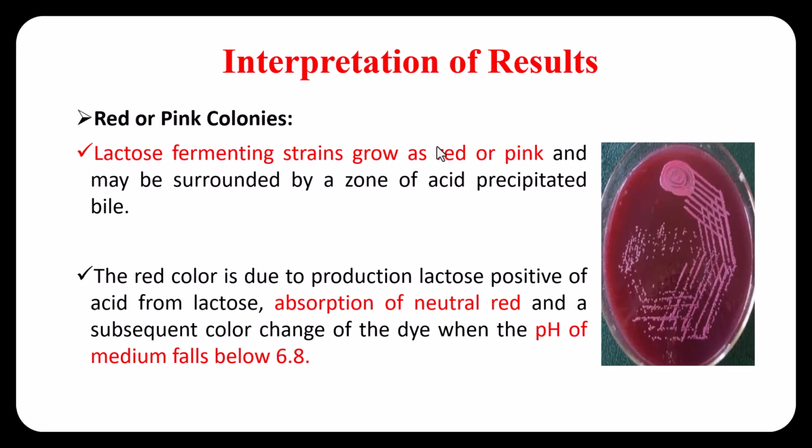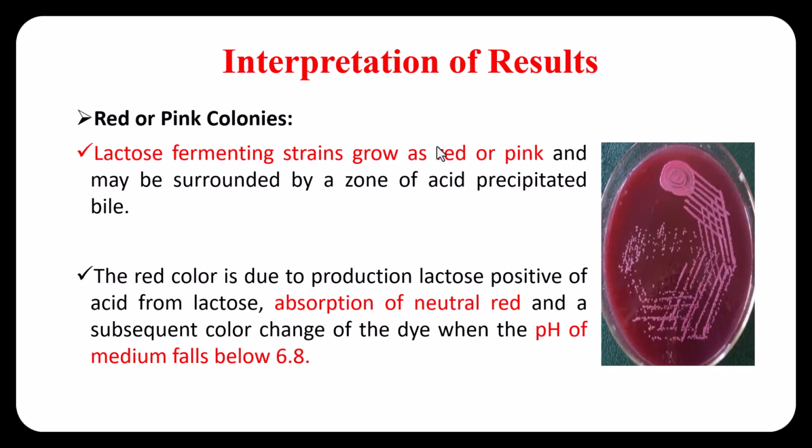In MacConkey agar, we can differentiate between the species of the gram-negative bacteria by the ability to ferment the lactose. The lactose fermenter bacteria like E. coli and Klebsiella produce acid during lactose fermentation, and this acidity lowers the pH of the media. This acid reacts with the neutral red indicator and makes the colony appear red or pink, often surrounded by a zone of precipitated bile.